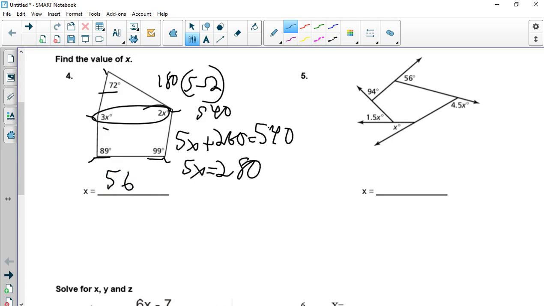Now, the nice thing about math is you can check your work. You can plug in 56 right here, times 3, and 56 times 2, and if you add all those numbers up now, you will get 540 degrees.